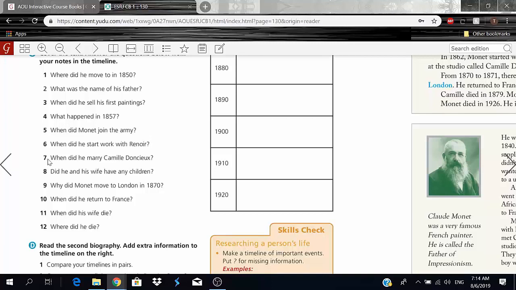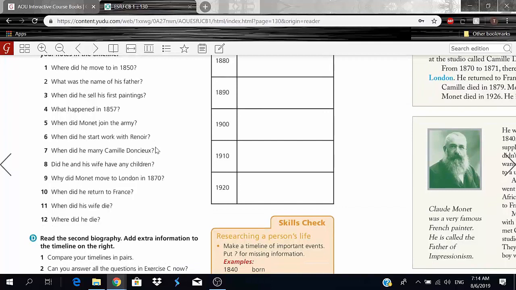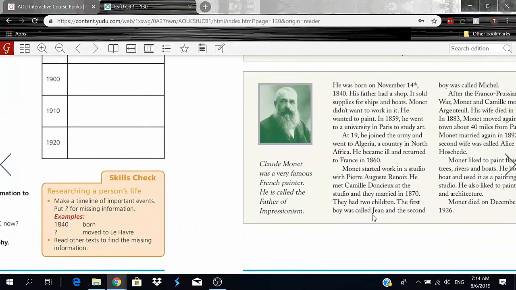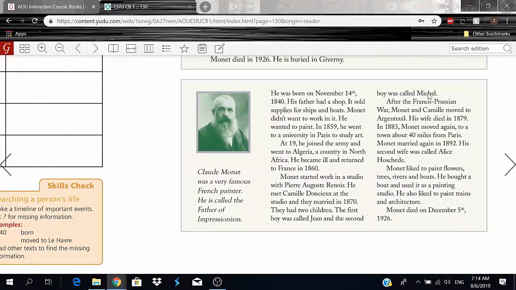That's correct. Number 7. When did he marry Camille Doncier? He met her and married, and I think they married in 1870. They married in 1870. Okay. Did he and his wife have any children? Yes, they did. They had 2, and let's actually name them. The first boy was called Jean, and the second boy was called Michael.